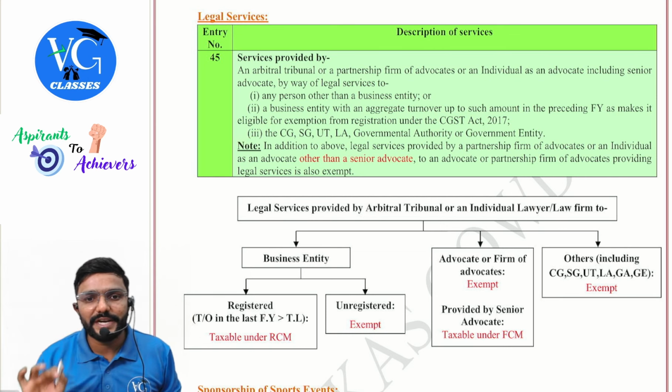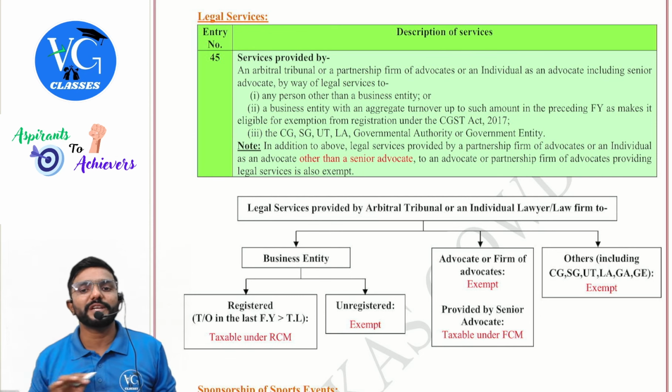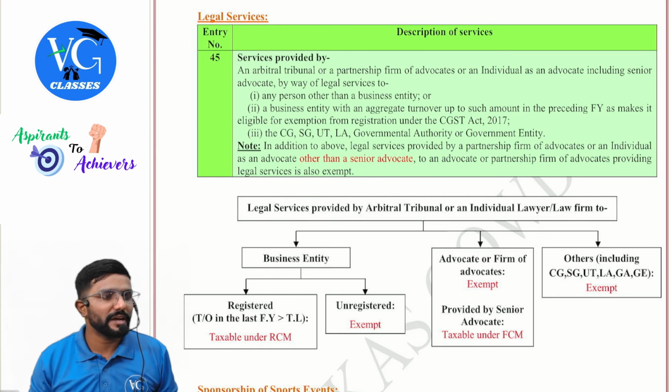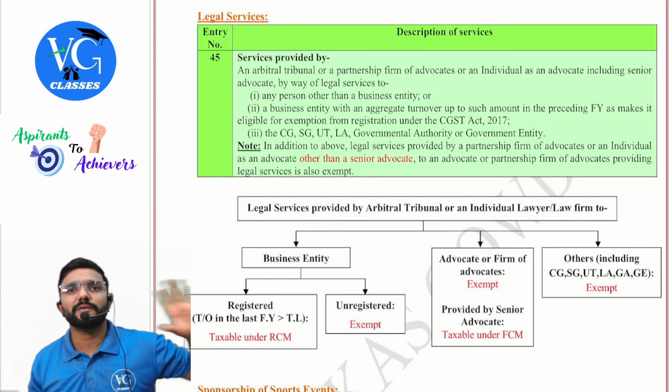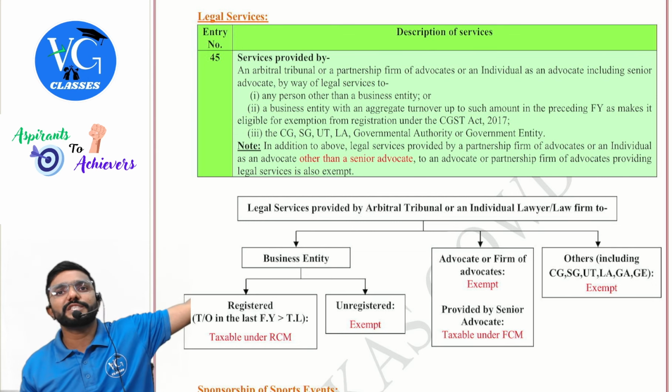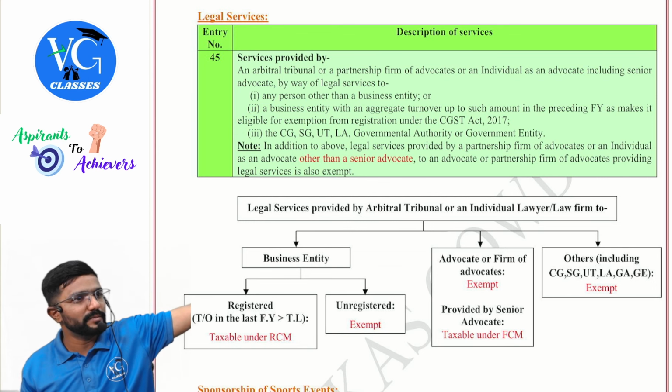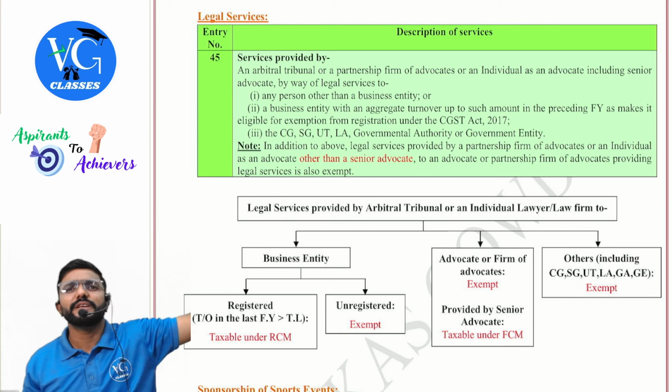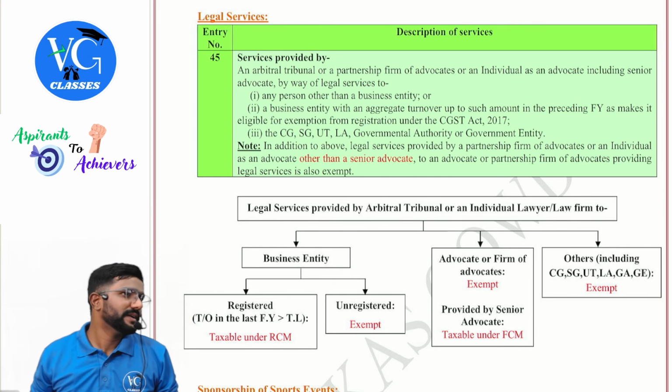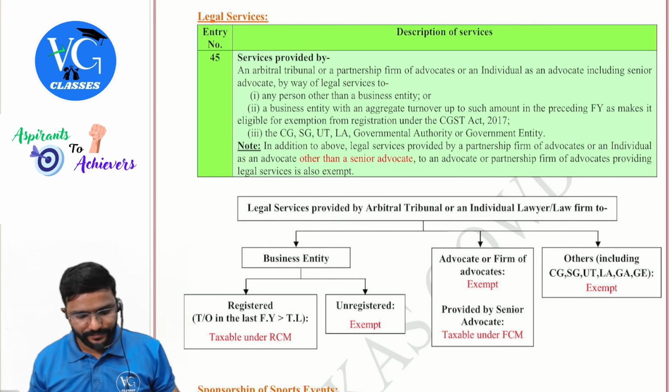Next, third one. The central government, state government, union territory, local authority or government authority or government entity. If the following people are the recipients, fully exempt. Guys, please be careful. If it is a business entity, check: did they cross the turnover last year? If yes, RCM. If no, exempt. Any others, exempt.